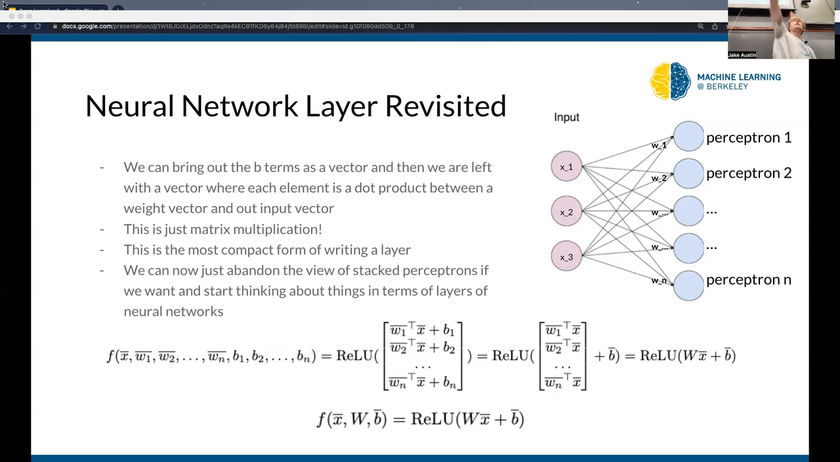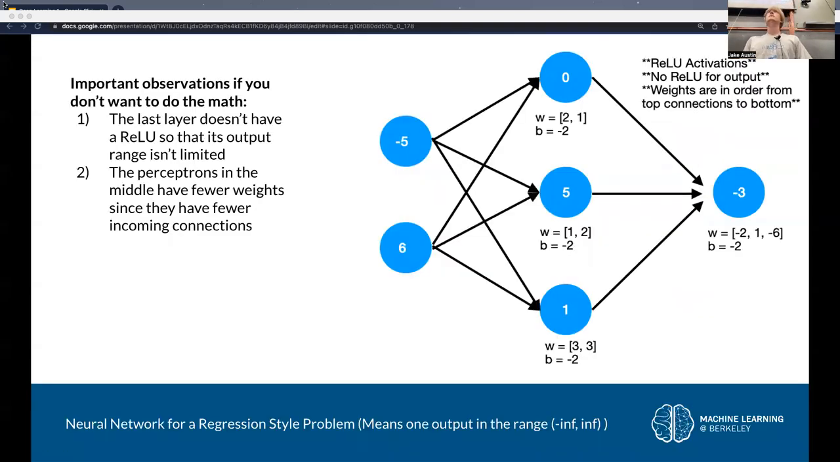Do people have questions? Yes, friend. In the previous example, how do you know the ordering of the elements in the vector is -5 and 6? Yeah, sorry, it wasn't very clear from this, but I was hoping that the one on top corresponded to the first weight, the second output in this middle layer corresponded to the second weight, and so on.